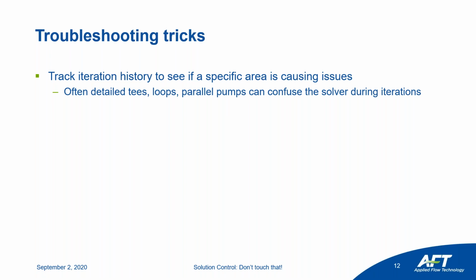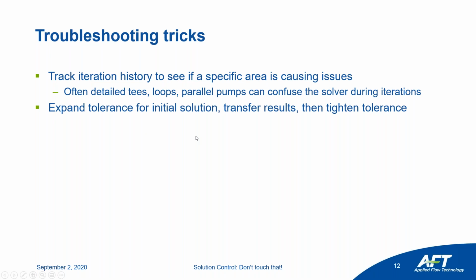We saw that with the looser tolerance, where we expected similar head and similar flow rates, but just because of changing tolerance, it had some variation. So all 3 of those things may be causing the issue. The easiest way to reveal that is through iteration history, looking at what specific junction or pipe is running into issues.